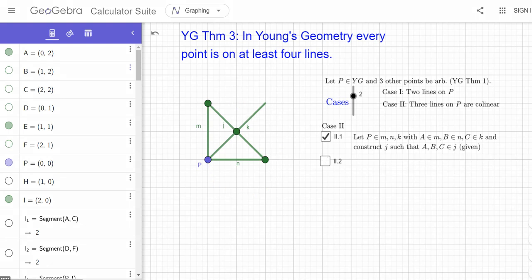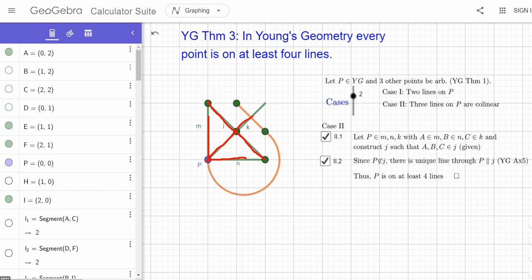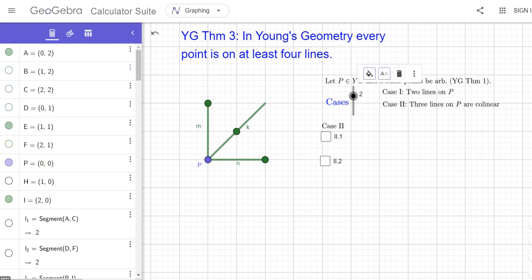So let's go back with that, right? We have 1, 2, and 3 lines through P just to get to these points A, B, and C. But since A, B, and C are collinear, this line is parallel, and then we're allowed to use axiom 5 to get the parallel line. That's our 4th line. Cool. So one more case.